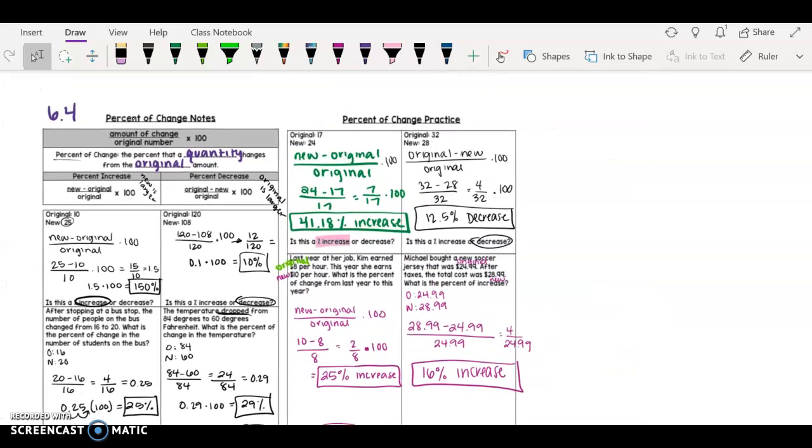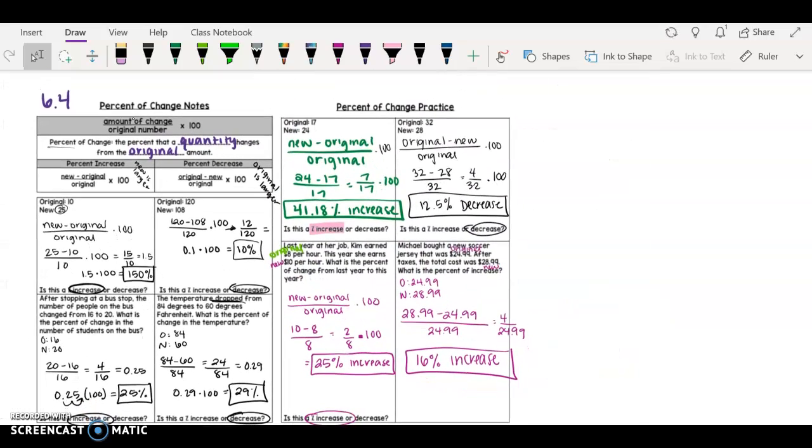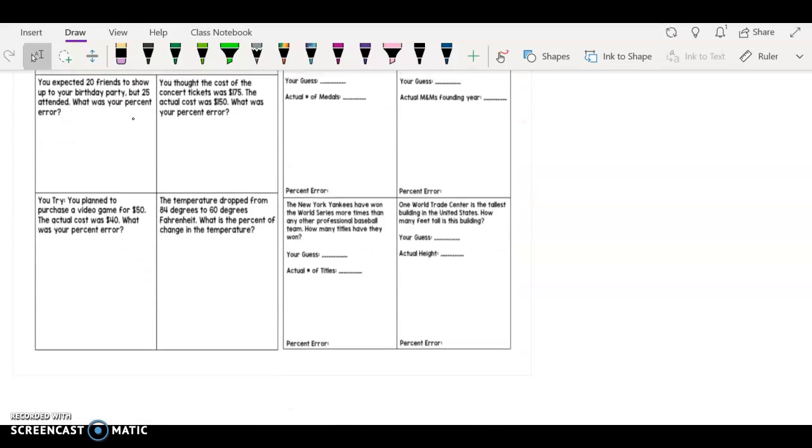But let's pause there, and then you're going to go to the next video for our next set of notes. So go ahead and flip your page.